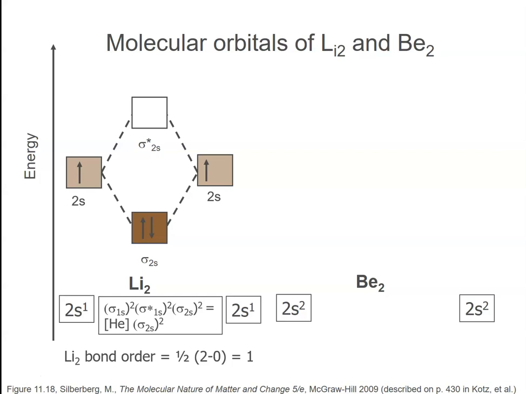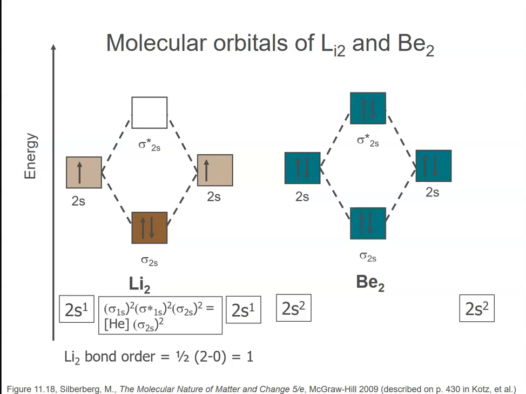What about beryllium? Let's look at beryllium. If we continue on the periodic table, beryllium's electron configuration is 1s2, 2s2. Again, we're ignoring the 1s2 because those are core electrons. We're just looking at the 2s2 because those are valence electrons. So let's take these and mix them. So we have sigma 2s and sigma star 2s. We had 4 electrons to place in these, 2 in the sigma 2s, 2 in the sigma star 2s.